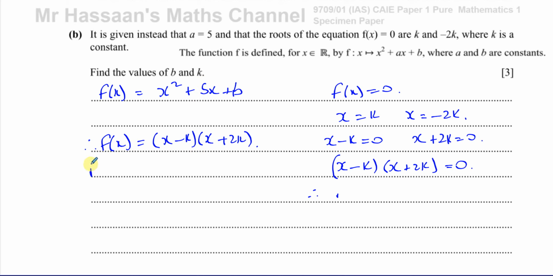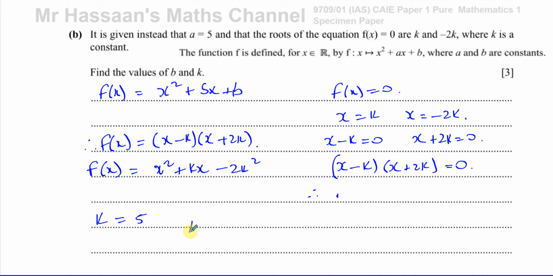So I'm going to expand this bracket. This will be x squared. Then I have to multiply this by this. That's 2kx minus kx, so that's going to be plus kx. And then minus k times plus 2k, that's minus 2k squared. So now what I can say is the value of k is equal to 5, because it's the same as this. K is equal to 5.